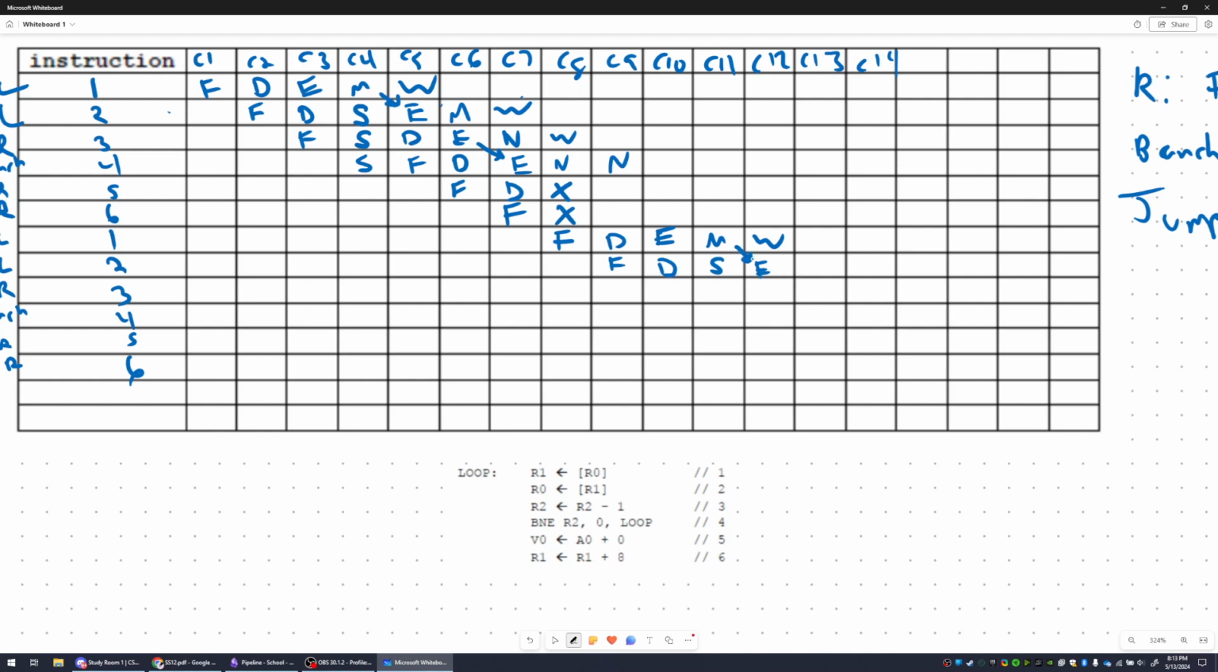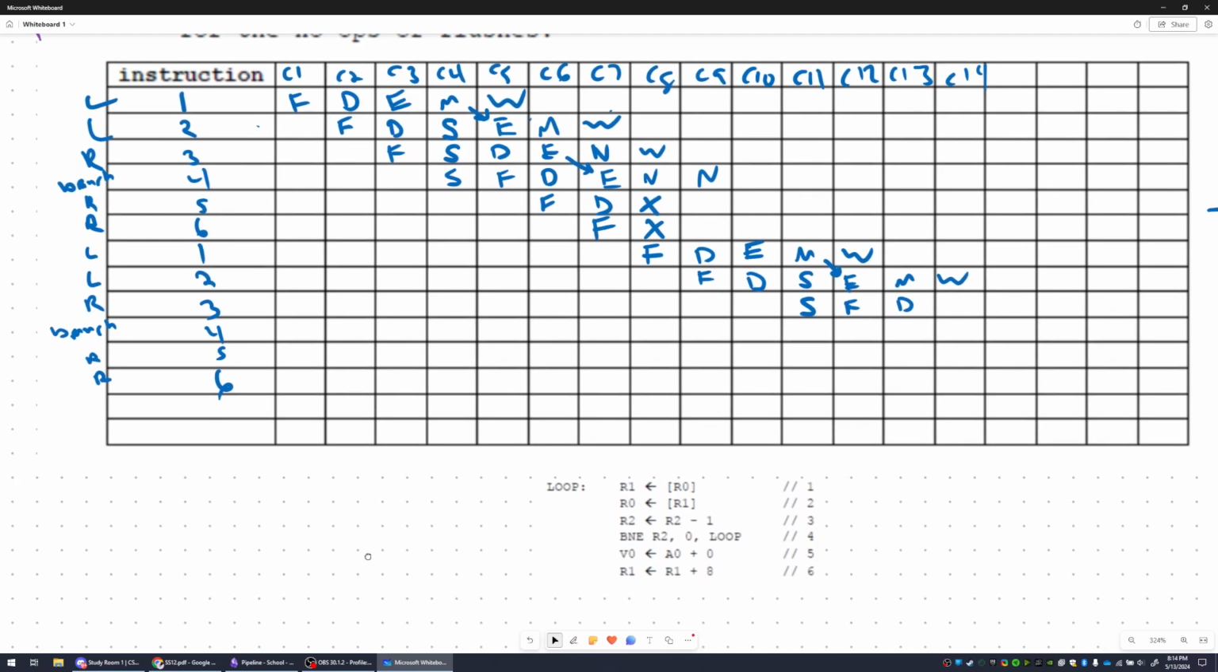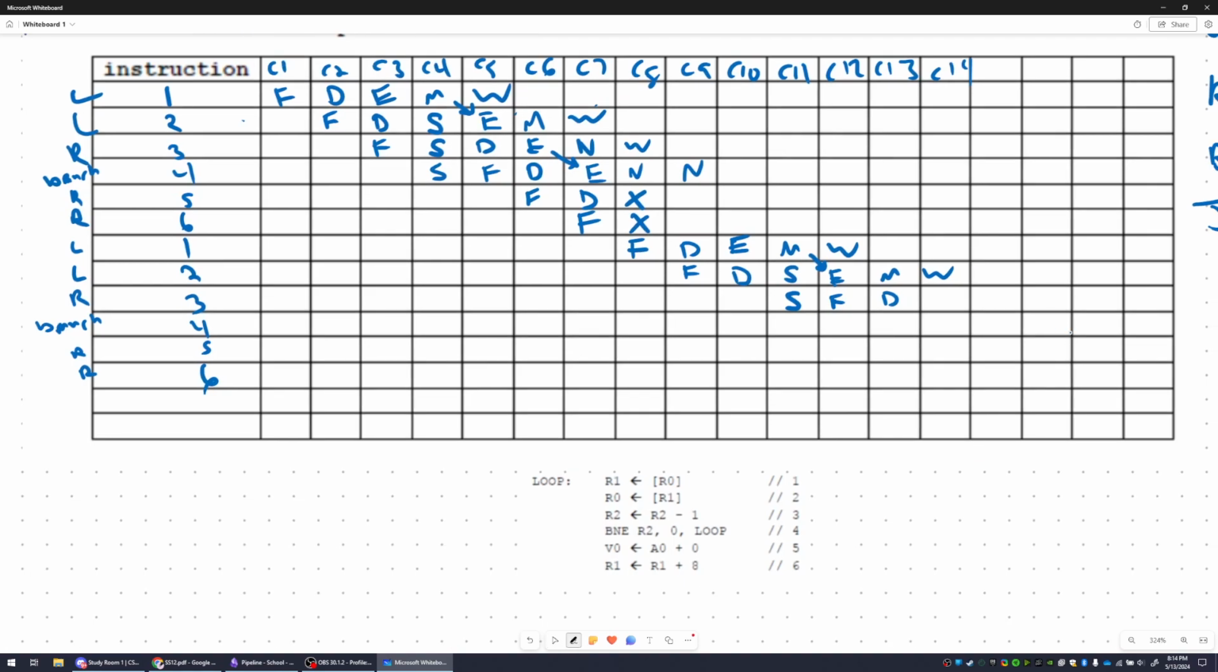And then this will be forwarded there. Mem right back. And then we want to fetch here, but we can't because there's a stall. So stall here, fetch, decode. What's the spec? No op, right back, right?